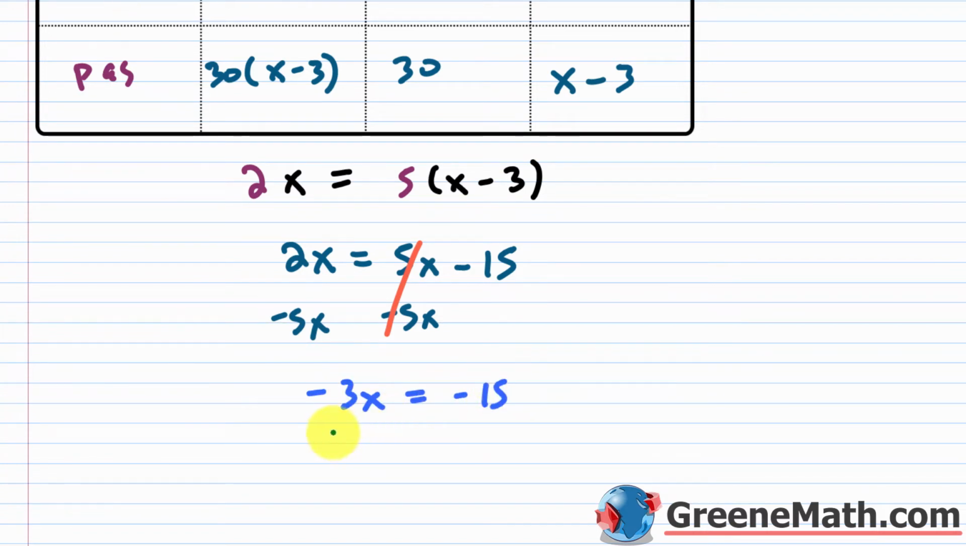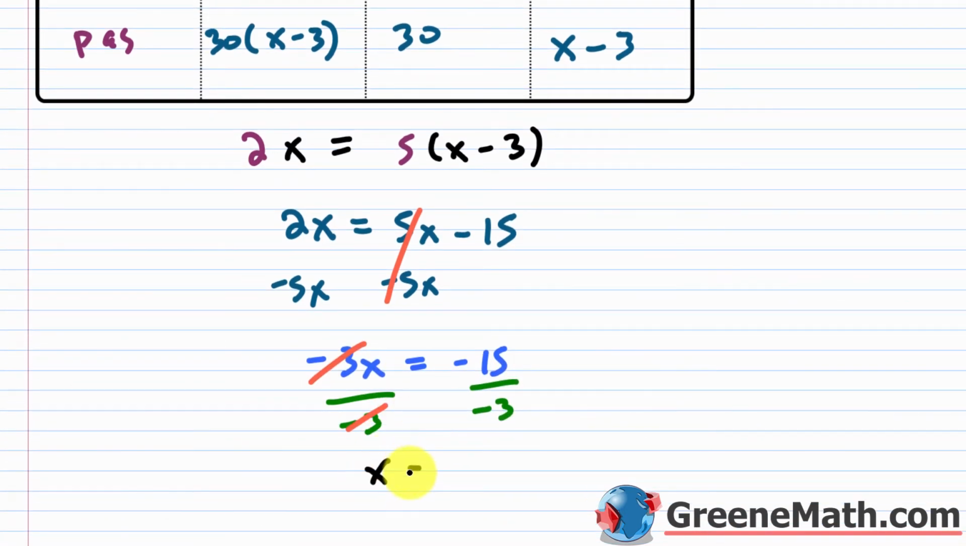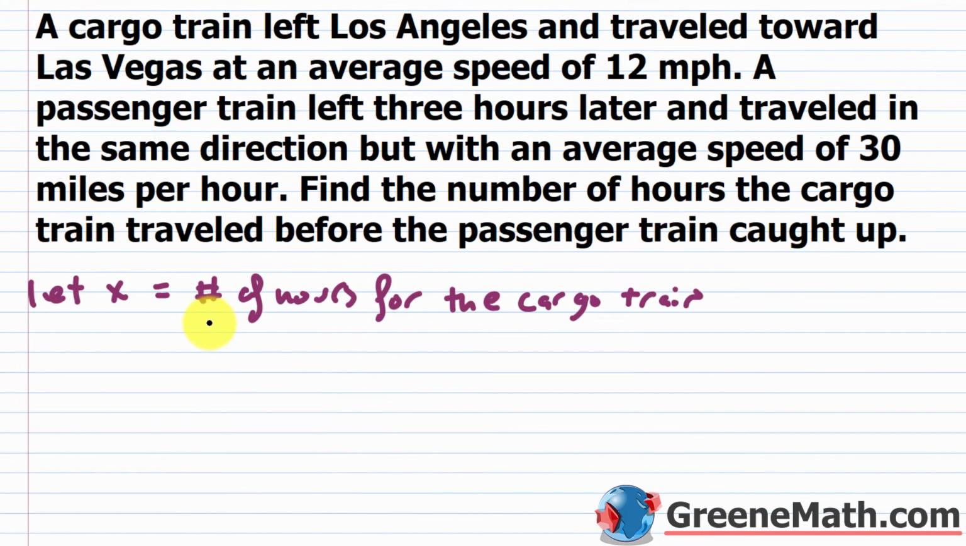Let's divide both sides of the equation by negative 3. And so let's cancel this with this. And so x is equal to negative 15 divided by negative 3. That's going to be positive 5. And so the number of hours the cargo train travels before the passenger train caught up is going to be 5. So let's put this as 5 hours. It's going to be the answer for our problem.